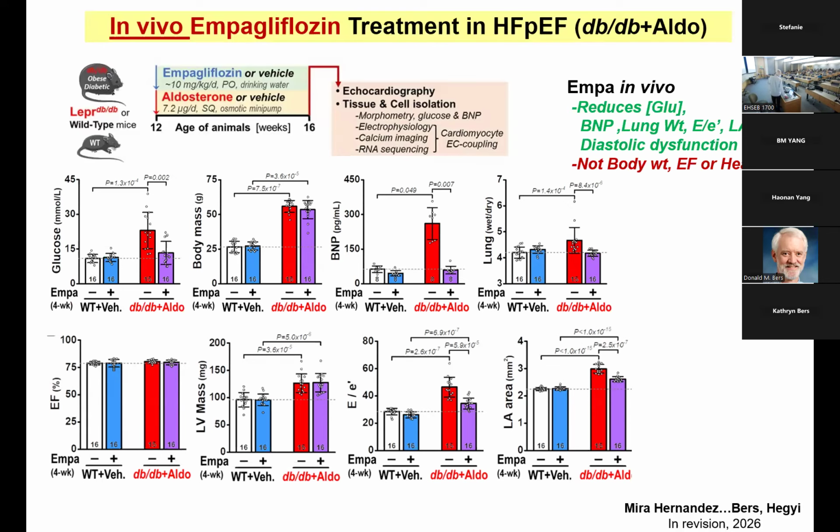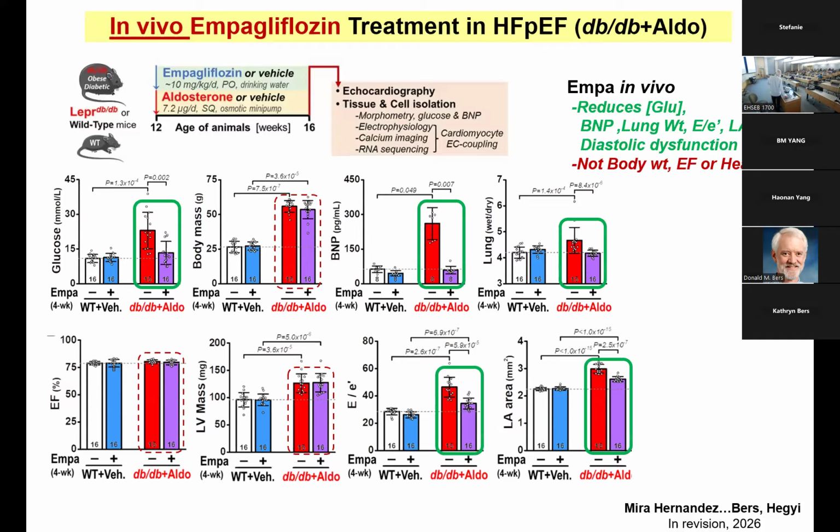EMPA in vivo reduced the hyperglycemia. That's not surprising. It reduced the BNP, a readout of dysfunction there, and the lung weights were down. The diastolic dysfunction was reduced, not quite back to normal, but it was substantially reduced. And there was also a little reduction in the left atrial area. But not surprisingly, there was no effect on body weight or LV mass, and of course, all of these have the same ejection fraction, which is kind of convenient if you want to talk about HFpEF.